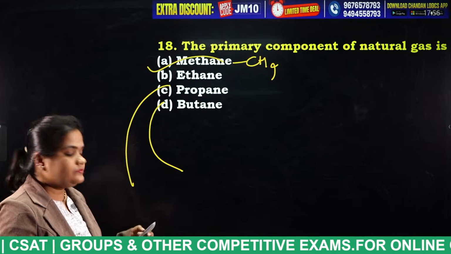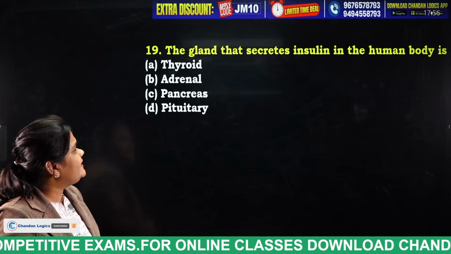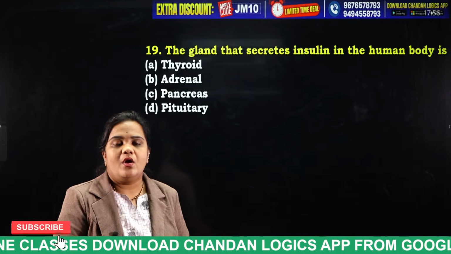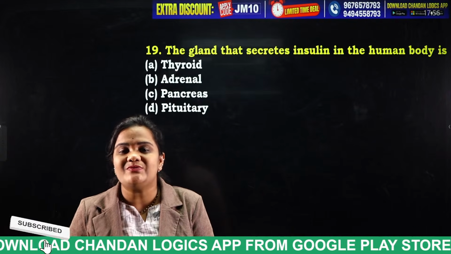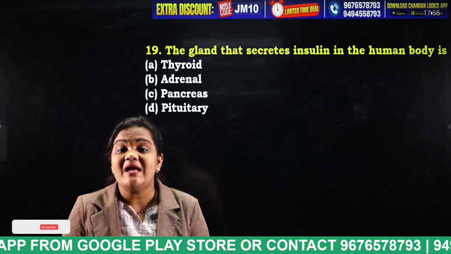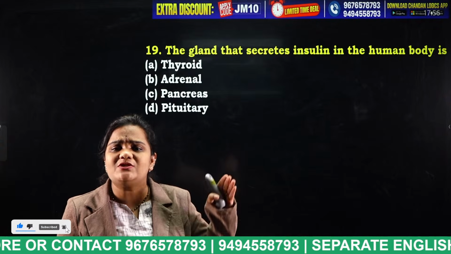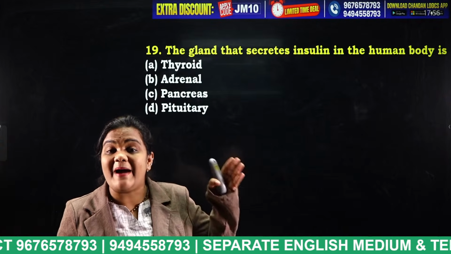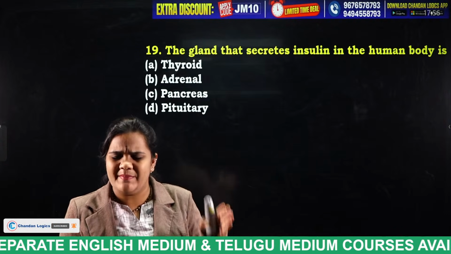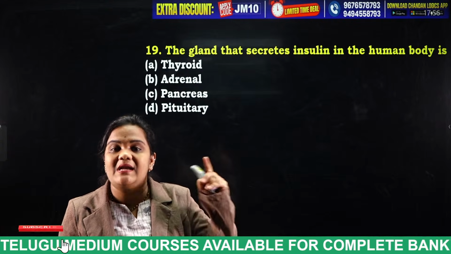Yes, done. Next question. The gland that secretes insulin in the human body is thyroid, adrenal, pancreas, pituitary gland. How many glands do we have, students? Which is the largest gland in our body? The largest gland in our body is the liver. What is it going to secrete? It secretes bile juice. Bile juice does not have any enzymes. Remember, very, very important: the largest gland in our body is the liver.